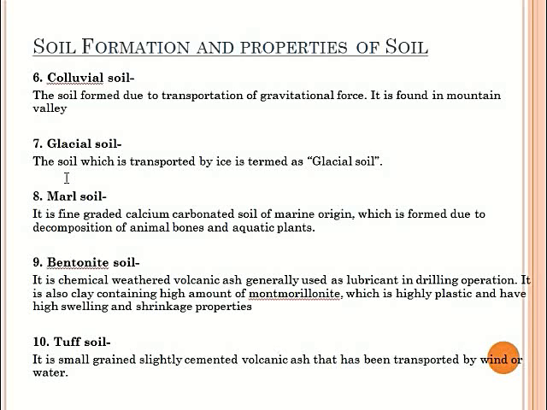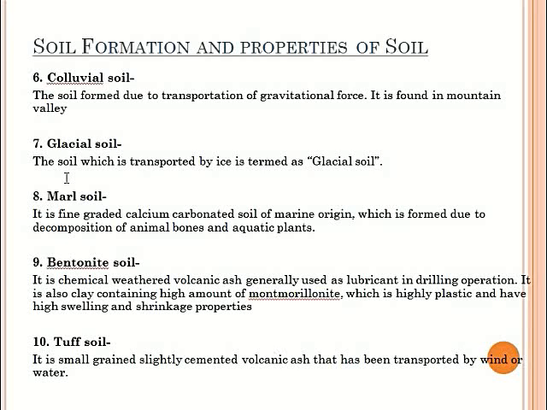Ninth one is bentonite soil. It is a chemically weathered volcanic ash generally used as a lubricant in drilling operations. It is also a clay containing a high amount of montmorillonite, which is highly plastic and has high swelling and shrinkage properties. Montmorillonite is nothing but a clay mineral that we'll see in the chapter of clay mineralogy. So basically, whenever your soil is a cohesive soil, such as a clay soil, that montmorillonite mineral is highly present in that type of soil, which has cohesive property.